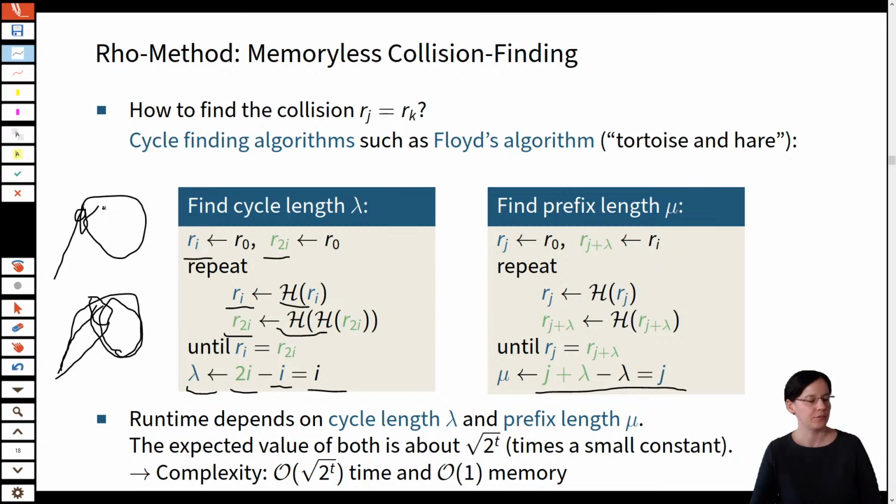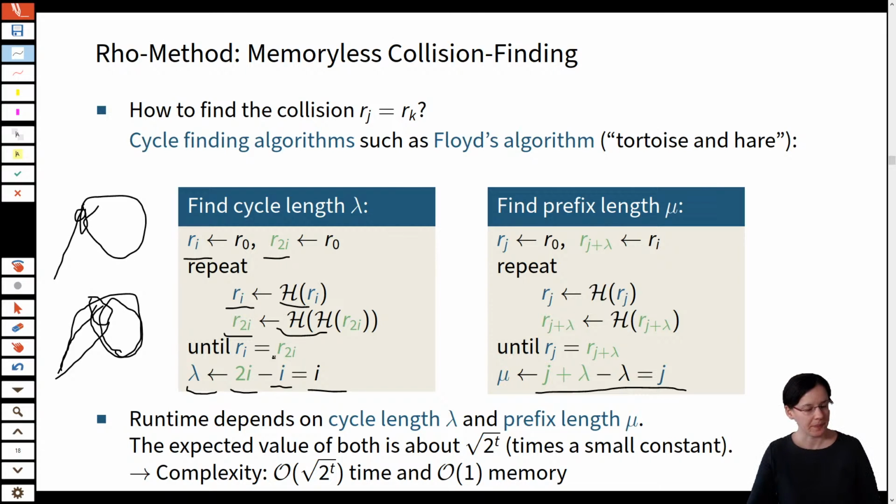And to make a runtime analysis of this is actually a bit more involved, but what the runtime essentially depends on is the expected average length of the cycle and the tail. And by doing quite a bit of complicated analysis, mathematicians have shown that the expected length of the tail as well as the expected length of the cycle is both approximately square root of 2 to the power of t, if 2 to the power of t is the total number of points in my graph.